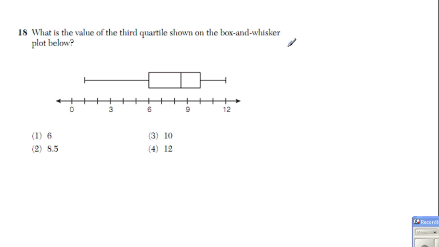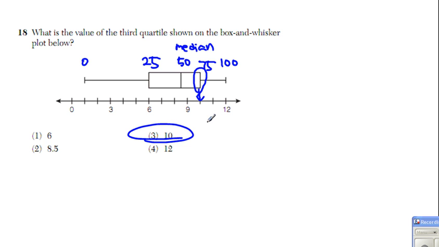Now, box and whisker plot here, we get to realize this is the 0 percentile, meaning at the beginning. This is the 100th, maximum percentile. In the middle, here's the 50th percentile, meaning that's the median. This is the 25th percentile. This is the 75th percentile. Now here we have the 3rd quartile. That means we are looking at this value right here. What are you focusing on? 10, I guess. So 10 becomes our answer.